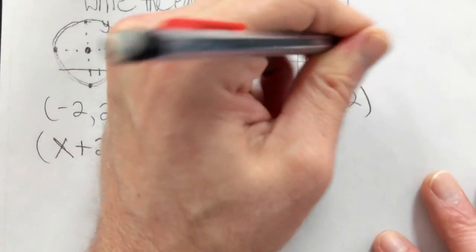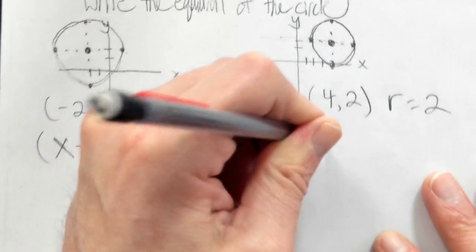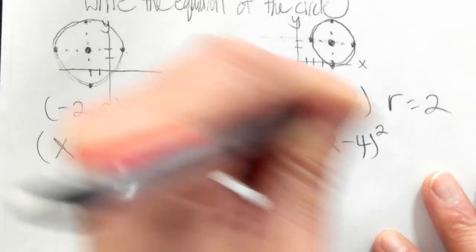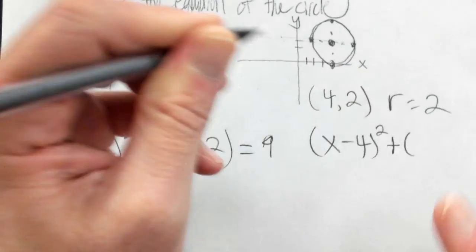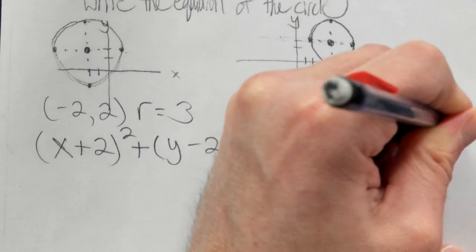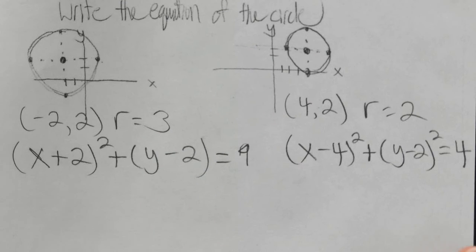The radius here is 1, 2. So now we've got x minus 4, remember, change the sign, plus, open, y, plus 2 will change to minus 2, close, squared, equals, 2 squared is 4, and then that is it.